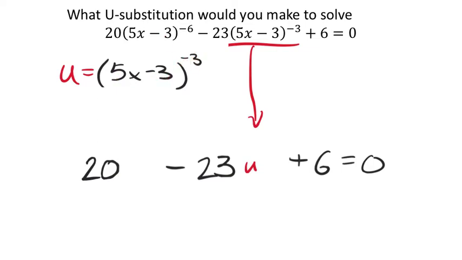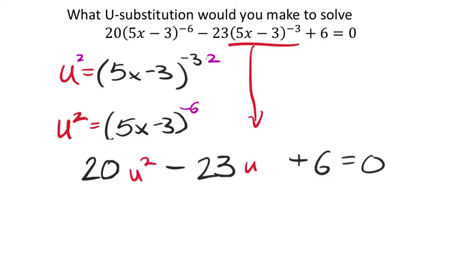What happened was essentially we took this and squared it, so I'm really just multiplying that exponent. And so then u squared equals the same thing, right? It's the 5x minus 3, but now it's to the power of 3 times 2, which would be negative 6. So that's why we were able to replace this with u squared.